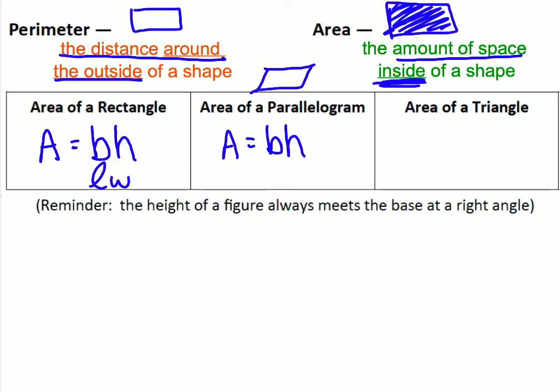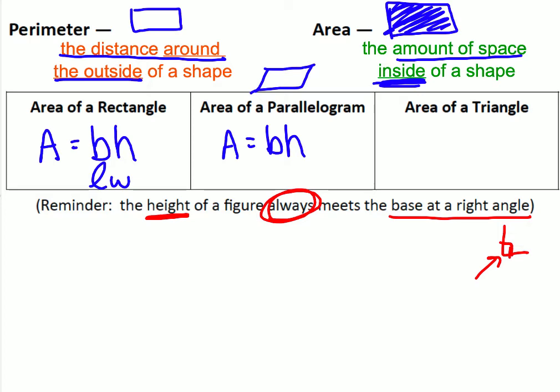But here's where you want to make a little note. The height always meets the base at a right angle. So look for that little right angle symbol, okay? In a rectangle, it's nice because we know all those angles are already 90-degree angles. They're right angles. We don't have to care. But in a parallelogram, or what we're going to see here in a triangle, we always have to make sure we're finding the height, meaning that measurement straight up from the base at that right angle.